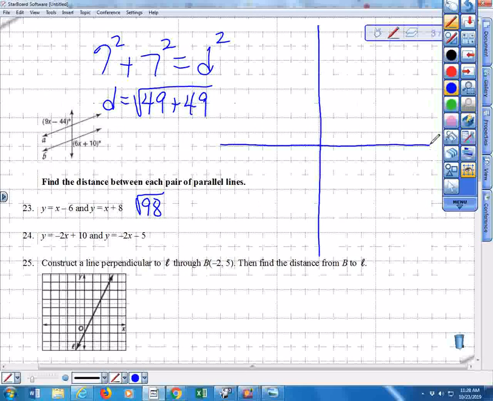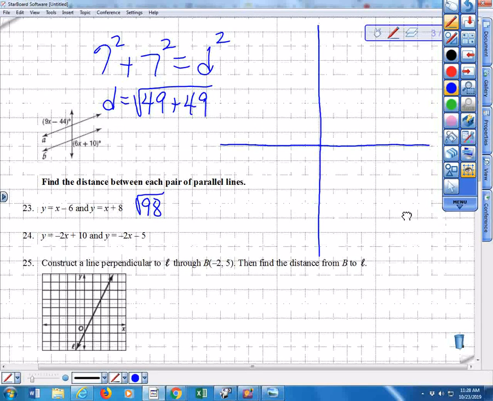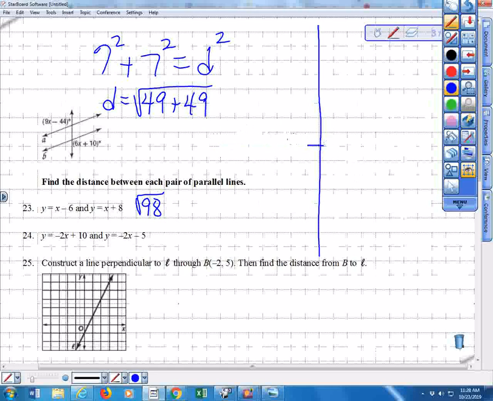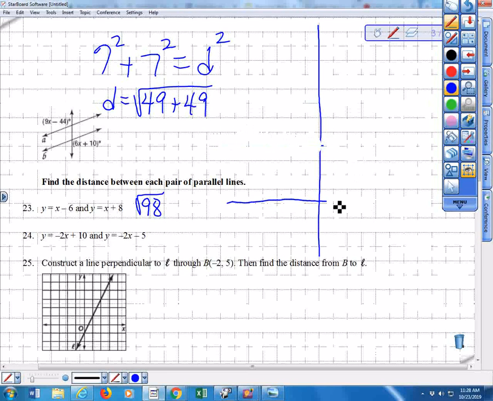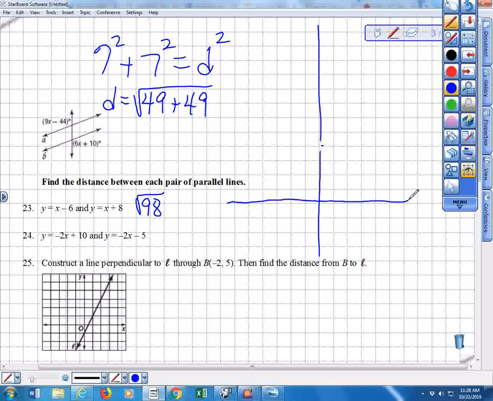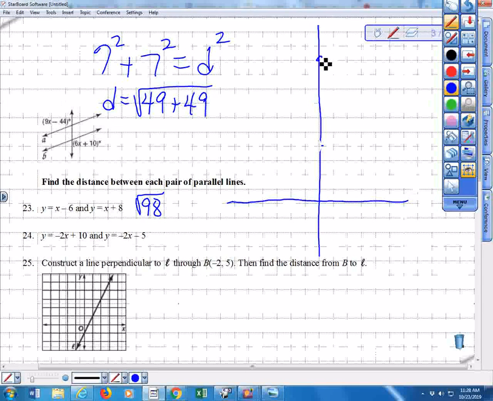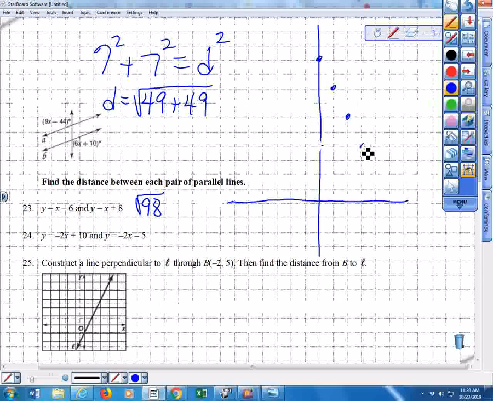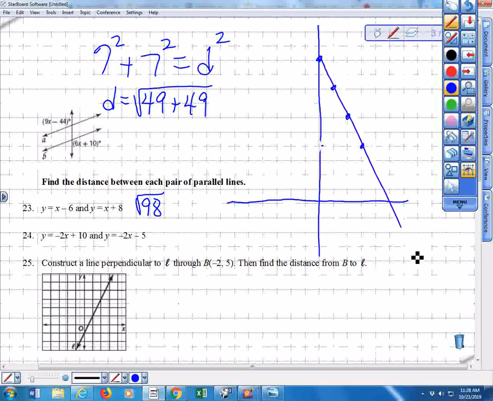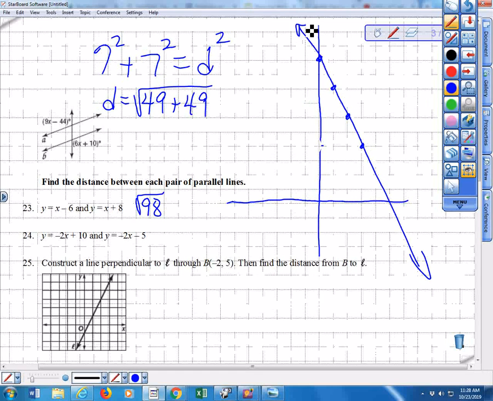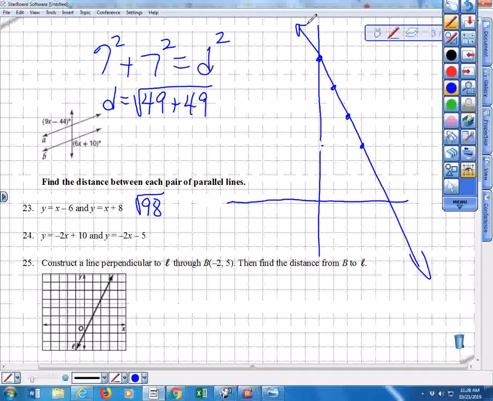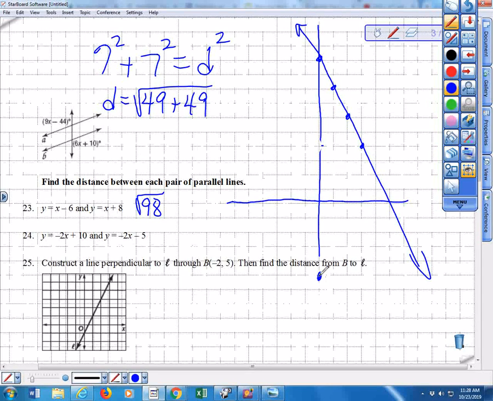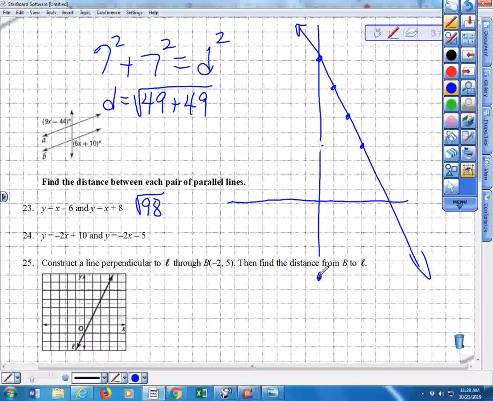-2x plus 10. Let's see if I can get 10 out of this. 2, 3, 4, 5, 6, 7, 8, 9, 10. -2x. Down 2 over 1, down 2 over 1, down 2 over 1, and so on. And -2x minus 5. 1, 2, 3, 4, 5. And I'm going to go up 2 over 1.